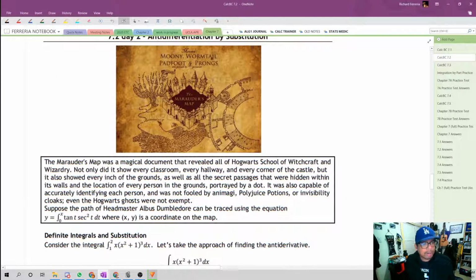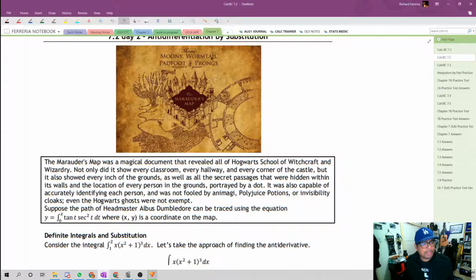Not only did it show every classroom, every hallway, and every corner of the castle, but it also showed every inch of the grounds, as well as several passages that were hidden within its walls, and the location of every person in the grounds, portrayed by a dot. It was also capable of accurately identifying each person, and the map was not fooled by animagi, polyjuice potions, or invisibility cloaks. Even the Hogwarts ghosts were not exempt.